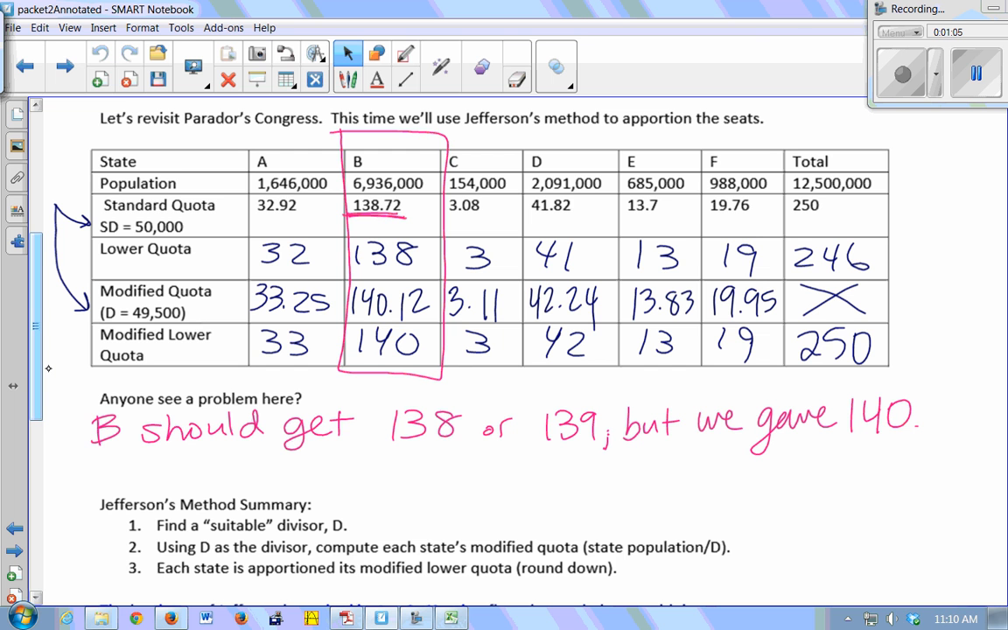So then we did the example with Parador's Congress, same example we did with Hamilton's method. But when we use the standard divisor of 50,000, it only adds up to 246. So we said, okay, this is too small, so I'm going to make my divisor smaller. We used a modified divisor, a different divisor that's a little bit smaller, 49,500. And when you divide all of your populations by 49,500 and round it down, it adds up to exactly 250. So now I have no surpluses to give out.